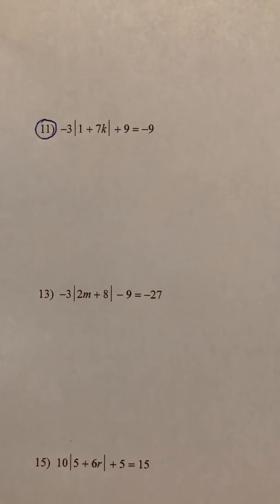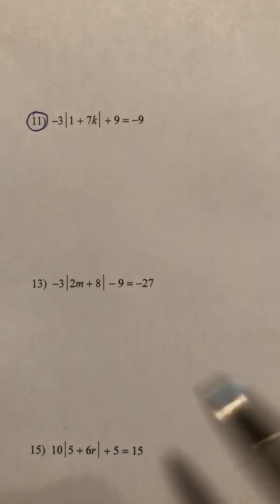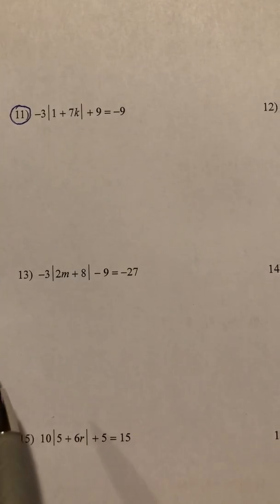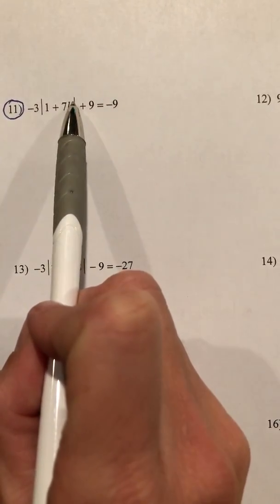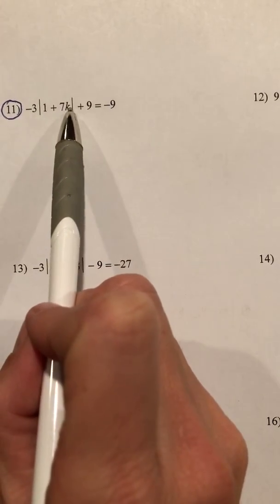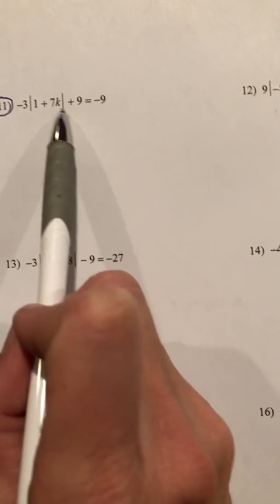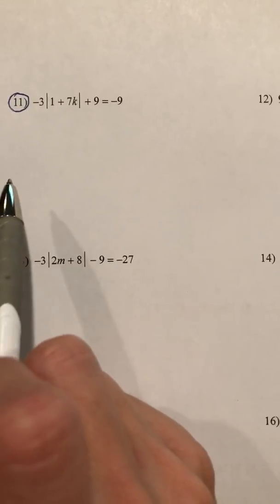All right, number 11 on the back. So just like the problem I did before, number 5, you have to make sure that you isolate the absolute value before you set up the two separate equations. So right now, what's on the outside of my absolute value is this plus 9 and this negative 3 in front. I've got to get rid of both of those things before I set up my two equations.